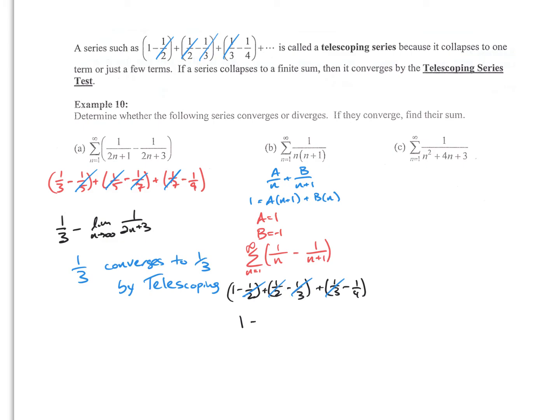All right, so then I have 1 minus. Now, the last term didn't cancel either, did it? So I technically need a limit as n approaches infinity of this 1 over n plus 1. And what does that go to? 0. 99.9% of the time it will go to 0. But it converges to 1 by what? Telescoping.